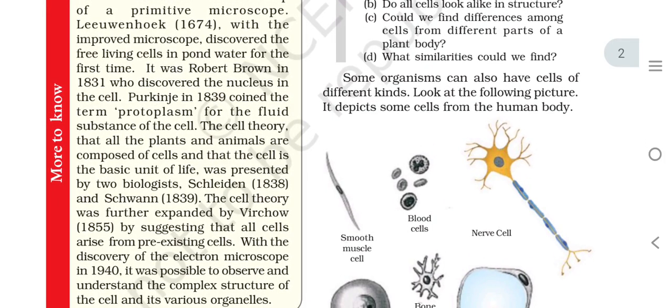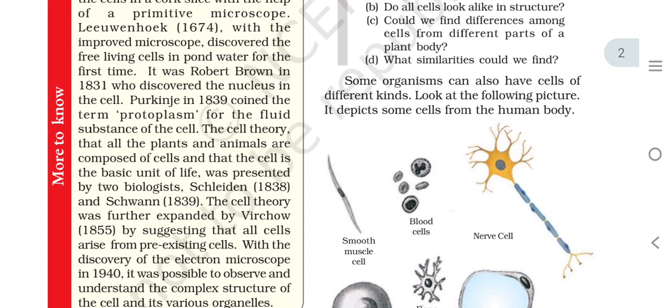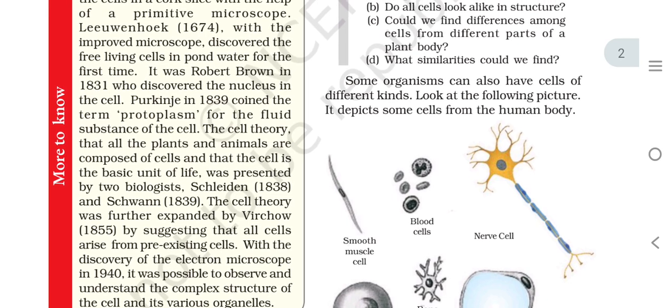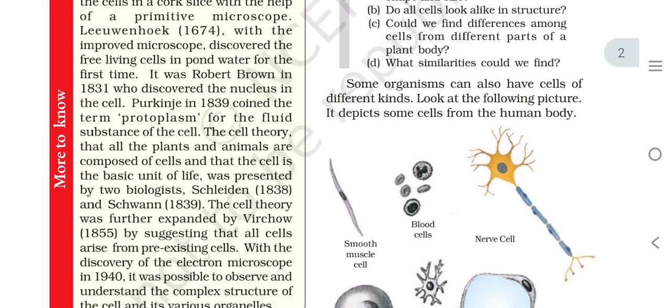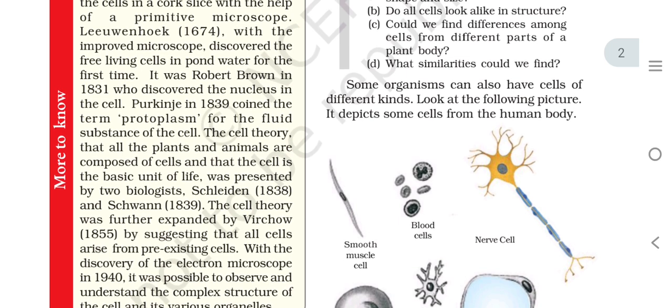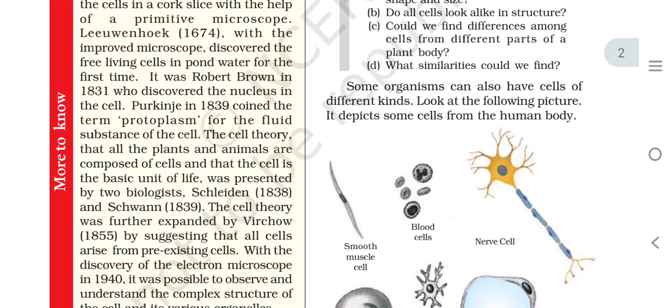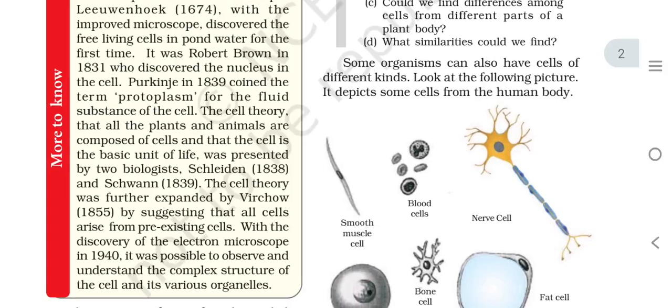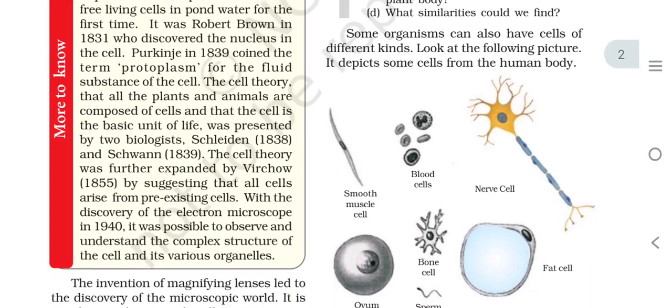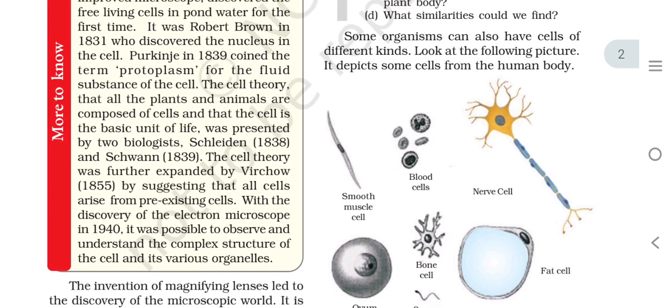It was Robert Brown in 1831 who discovered the nucleus in the cell. Now you may not know the term nucleus. Nucleus means it is the control center of the cell, or you can say it is the brain of the cell, which you will learn as one of the cell organelles, discovered by Robert Brown in 1831. Purkinje in 1839 coined the term protoplasm for the fluid substance of the cell.